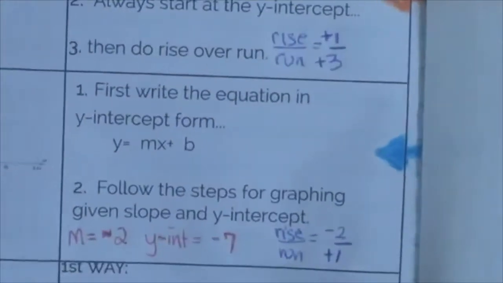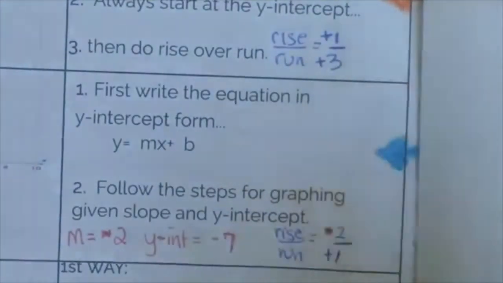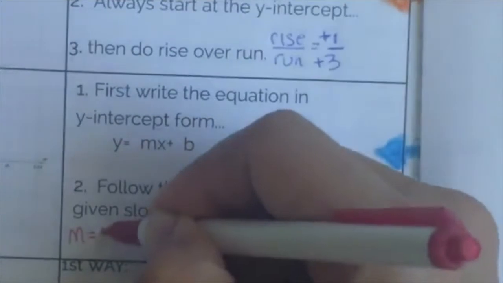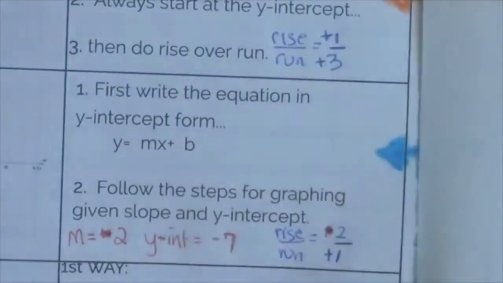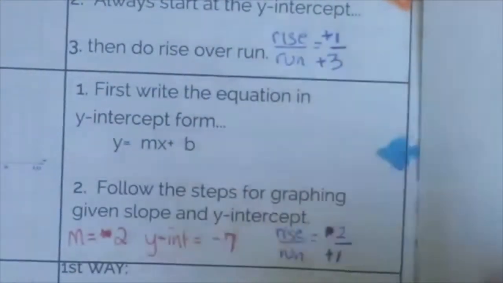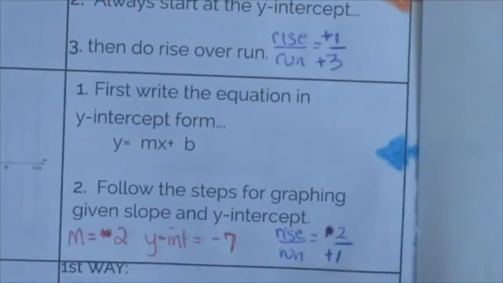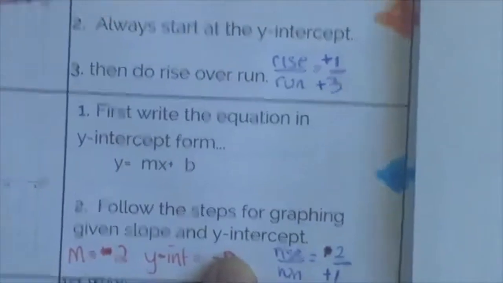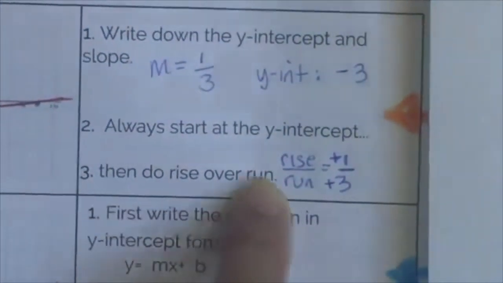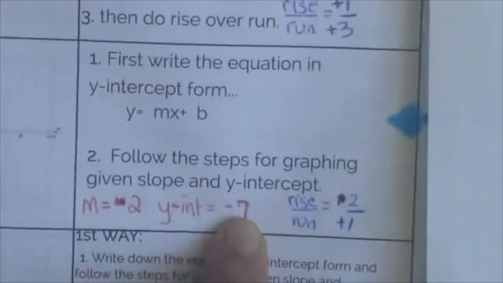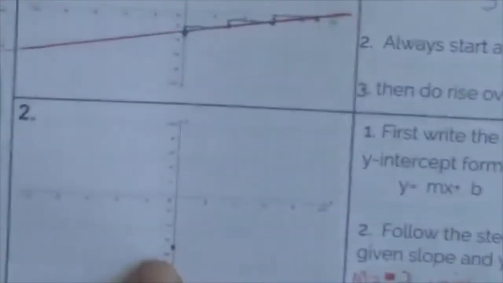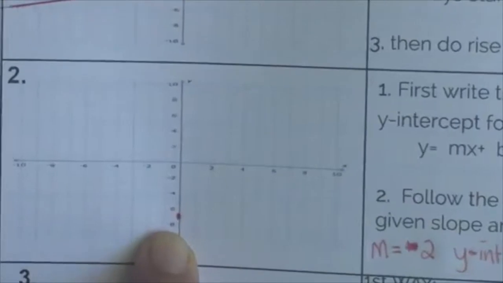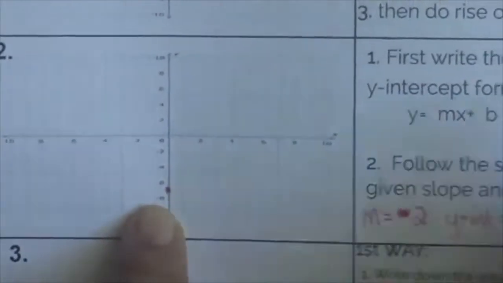M is 2, y-intercept is -7, so you do rise over run, so you're rising +2 because it's positive. And because there's nothing underneath that, you can put an invisible 1 because 2 divided by 1 is 2. So we're going to rise +2, run +1. So we're going to go up 2 and to the right 1, starting from -7. The listening check, coloring 2 over 1. So from -7, we're going to go up 2 boxes and to the right 1.